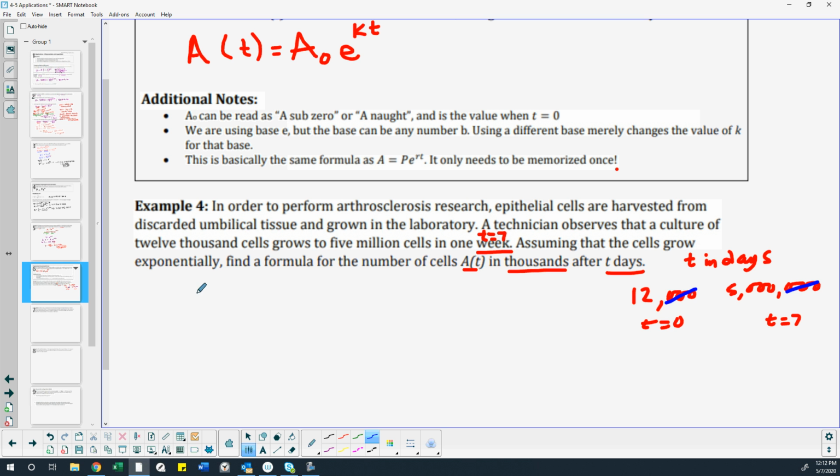Okay, let's go ahead and use our formula. A as a function of t equals A sub 0 times e to the kt. We're trying to find k. That's our goal right now.